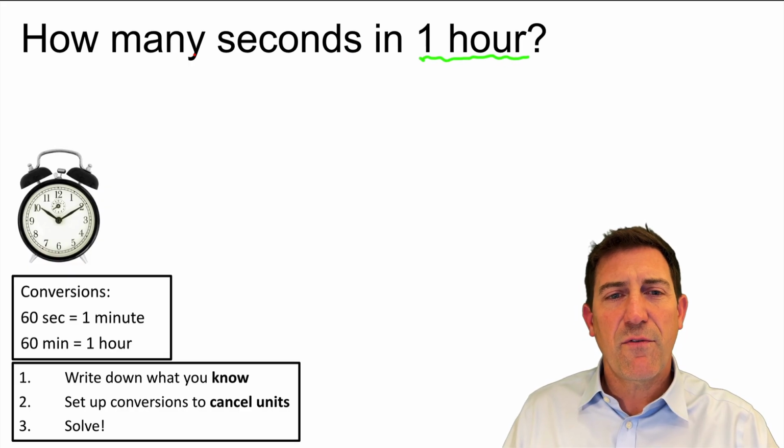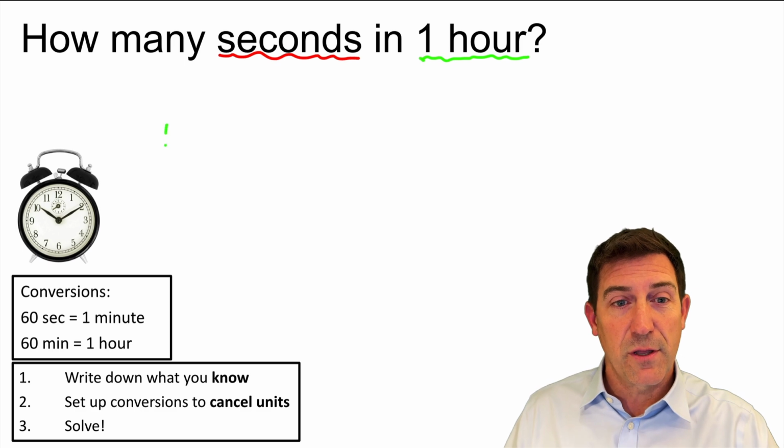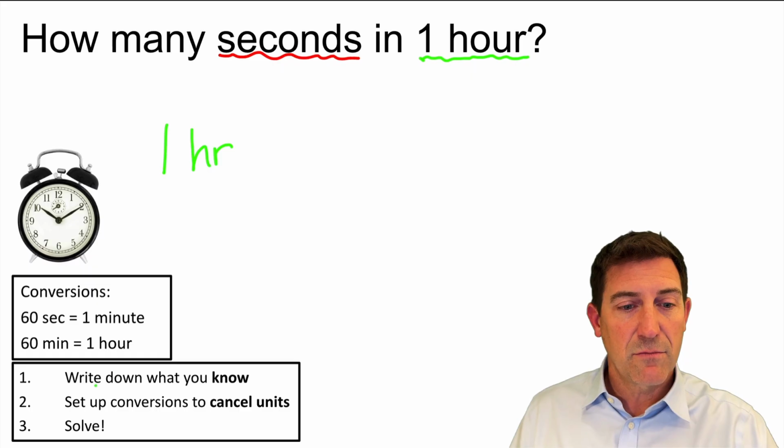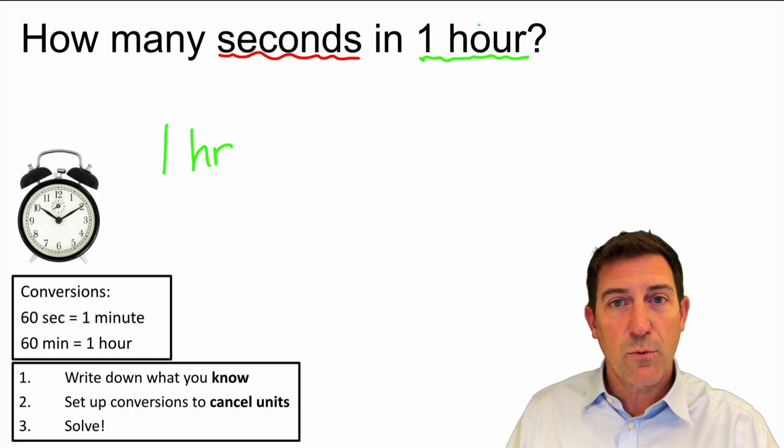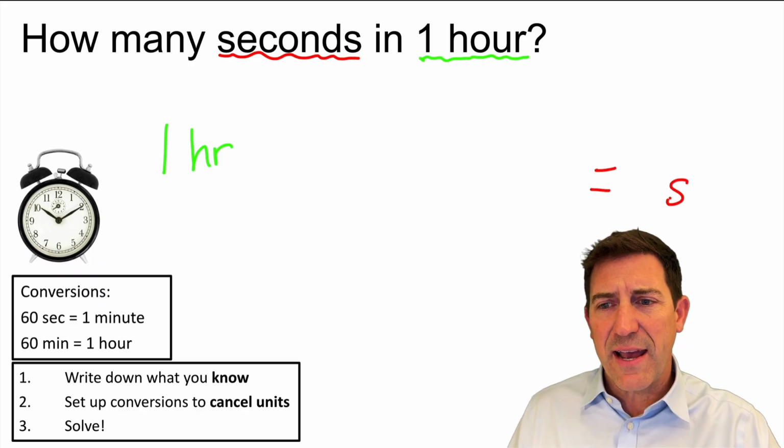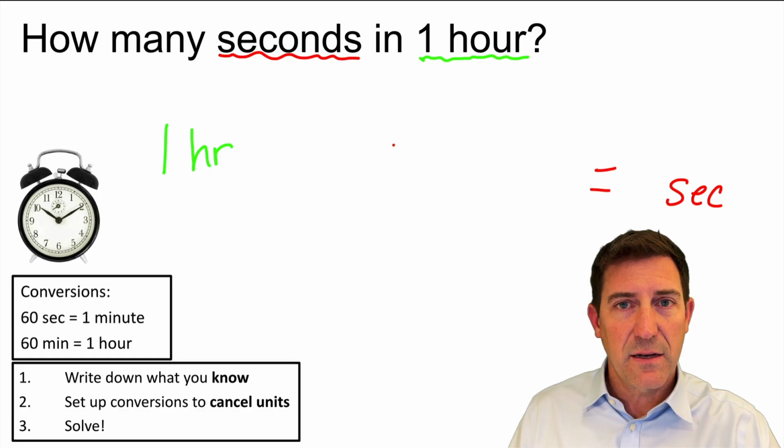And what we're trying to solve for is how many seconds 1 hour is. Again, this is simple math, but it's meant to be simple math just to show you the process. The first thing I do is write down what I know, which is right here, 1 hour. That's the one thing I'm given. Now, I'm going to jump ahead a little bit, and I know my goal is to have my answer in seconds when I get done.